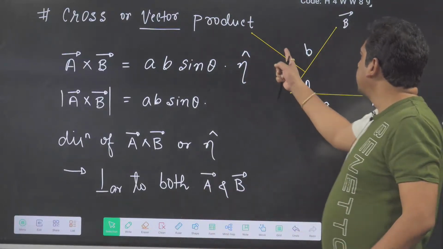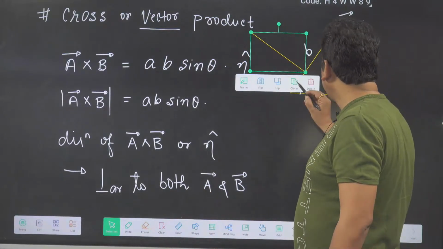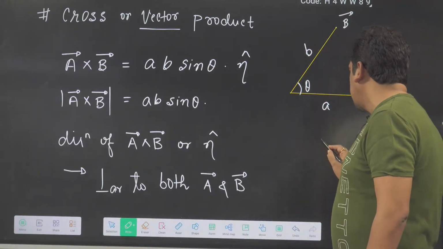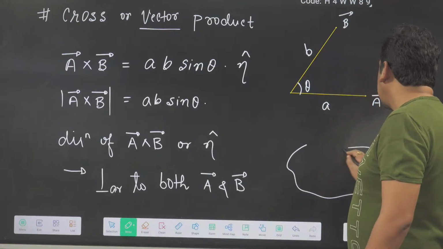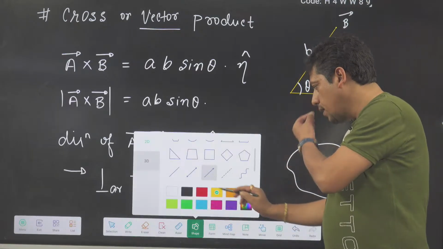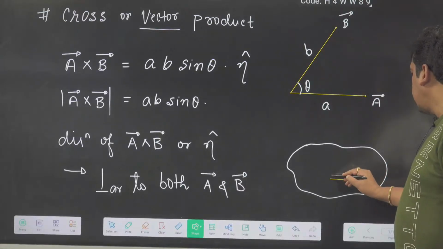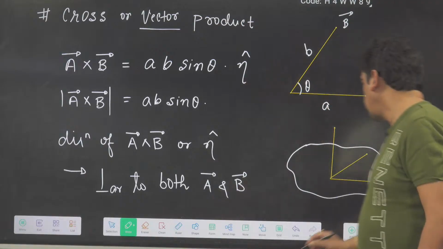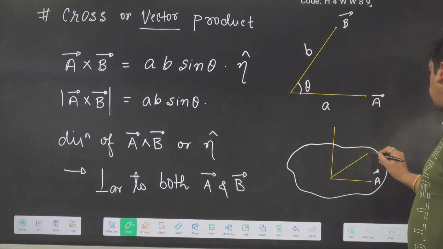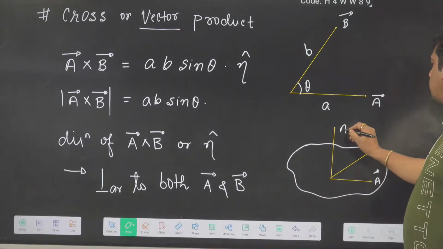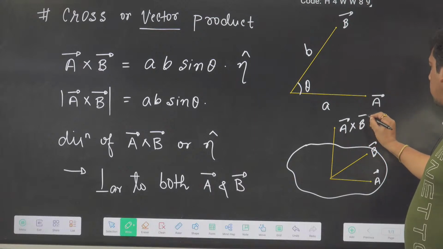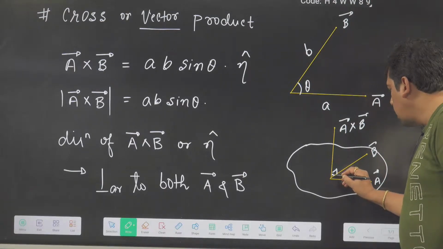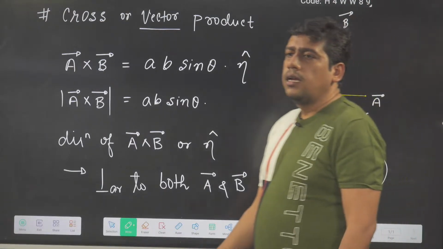Then, sir, where should we make it? You should make it perpendicular to the plane containing them. Means in 3D, please try to visualize. Let's say this is a plane in which there is A vector, there is B vector, then A cross B. Let's say this is A vector, this is B vector, then A cross B. You have to imagine here that this is also 90, and this is also 90. Both angles are 90 degrees.